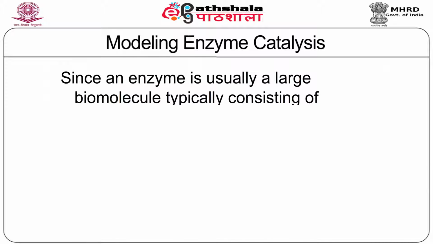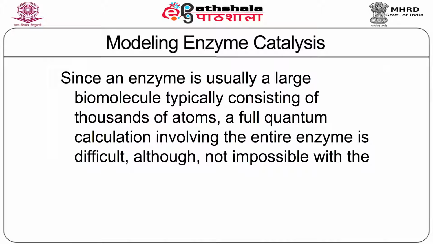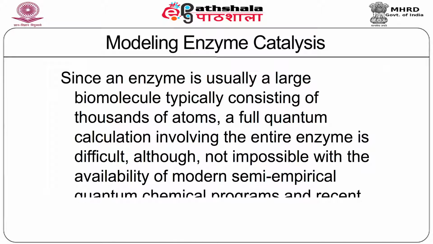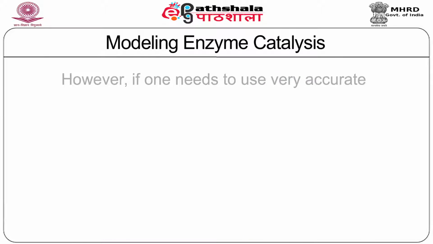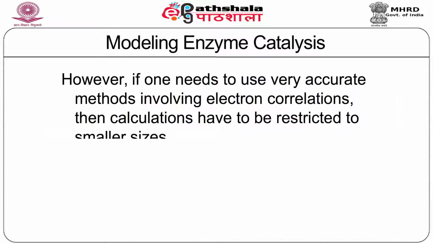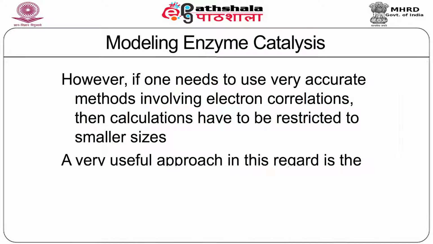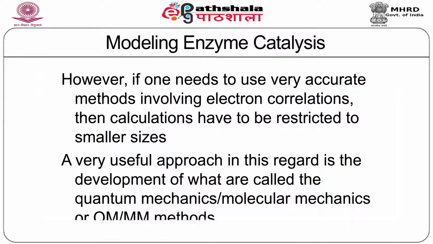Since an enzyme is usually a large biomolecule, typically consisting of thousands of atoms, a full quantum calculation involving the entire enzyme is difficult, although not impossible with the availability of modern semi-empirical quantum chemical programs and recent hardware improvement. However, if one needs to use very accurate methods involving electron correlations, then calculations have to be restricted to smaller sizes. A very useful approach in this regard is the development of what are called the quantum mechanics, molecular mechanics, or QMMM methods.